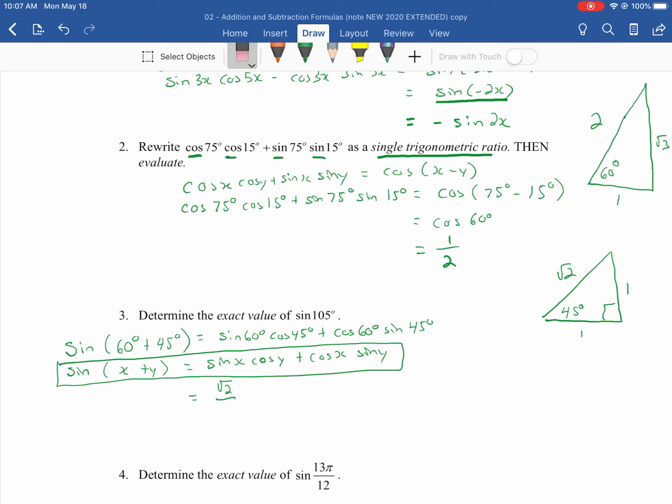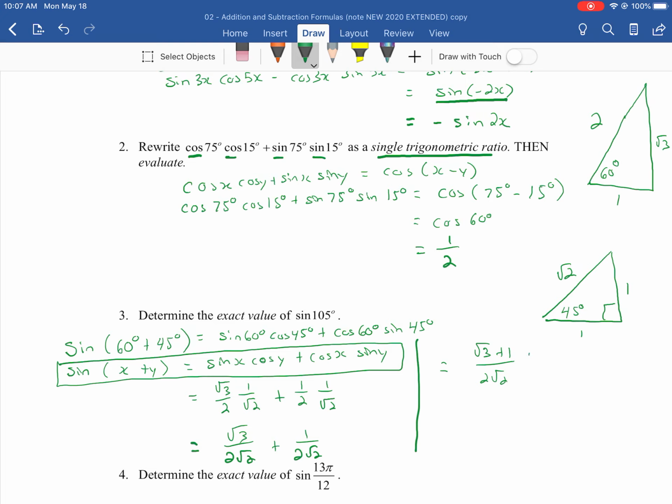Sine 60 over to my special triangle, root 3 over 2. I said root 3 when I wrote root 2. Look at that. Okay, so root 3 over 2. Cos 45, 1 over root 2 off my other special triangle there. Cos of 60 would be adjacent over hypotenuse. That's 1 over 2. And sine of 45 would be 1 over root 2. And the rest is just fraction work. This becomes root 3 over 2 root 2. And this becomes 1 over 2 root 2. Yes, I see that radical in the denominator. I'll get to that in just a second.